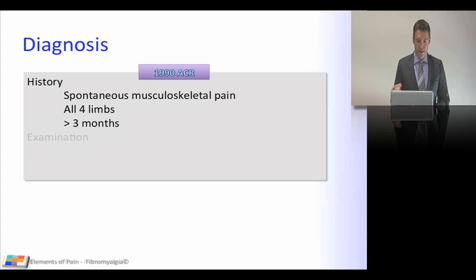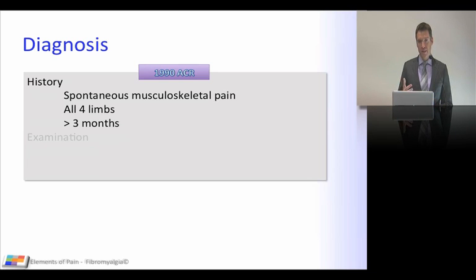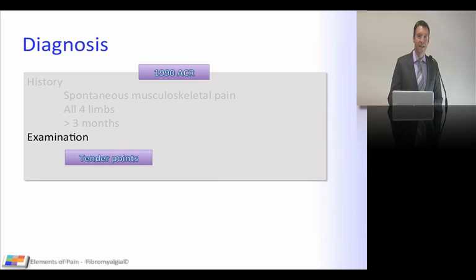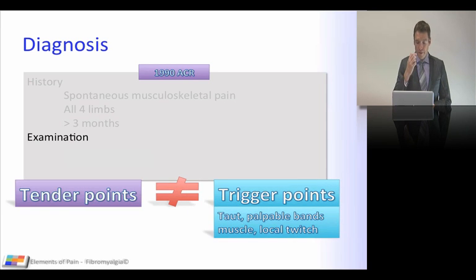So the diagnosis: in 1990, the ACR gave us a diagnostic criteria. It all changed in 1990, where we became aware of the diagnosis following this release. So history and examination. History, you need spontaneous musculoskeletal pain affecting all 4 limbs, and it needs to be there for about 3 months. And then the examination requires tender points. This is not trigger points, these are tender points.